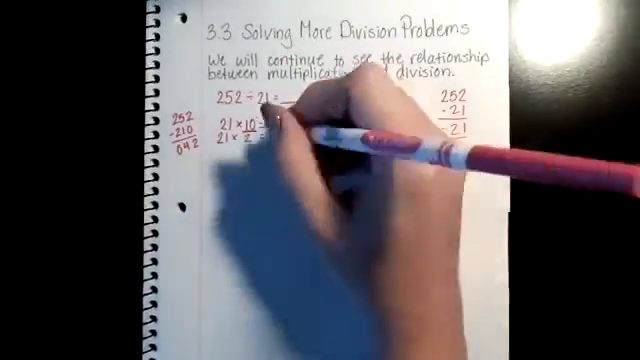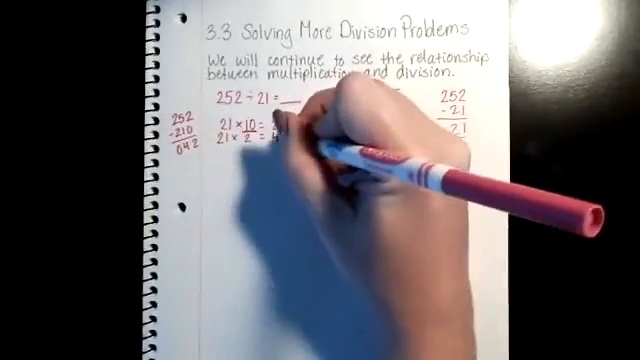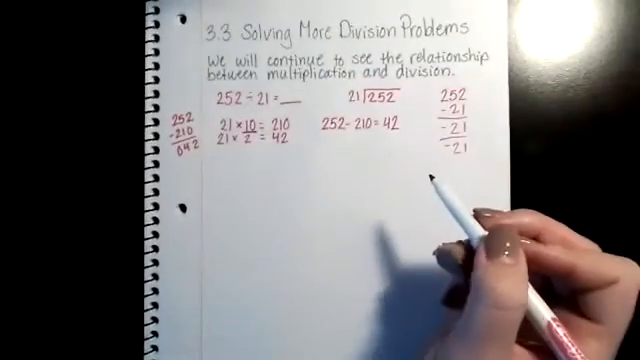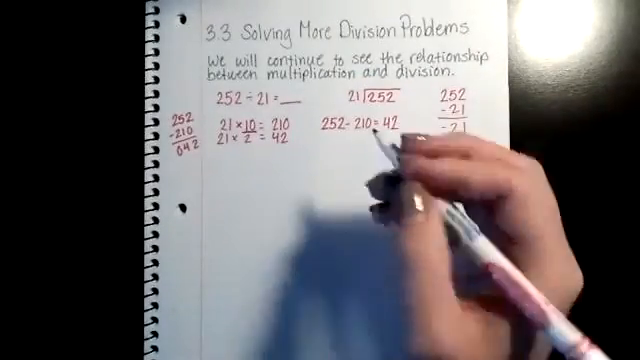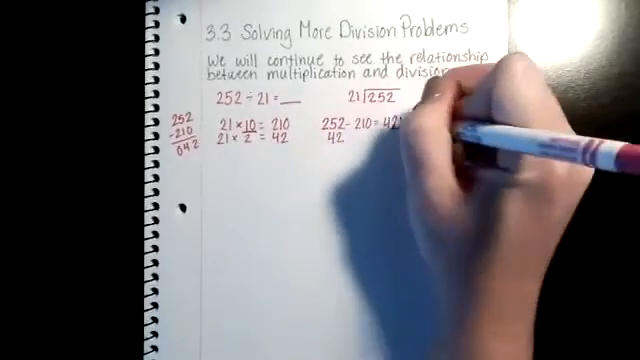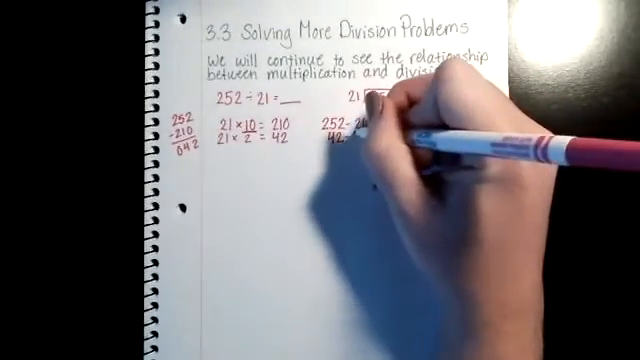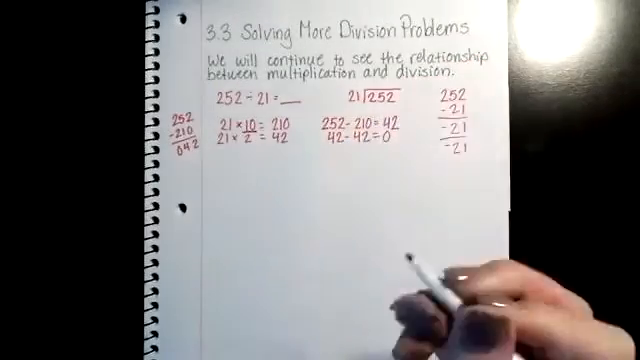21 times 2. So 2 times 2 is 4. 2 times 1 is 2. Oh my goodness, look at that. I got the exact number that I was looking to fill. If I take 42, what I had left, and subtract what I just got, I'm going to have 0 left over, right?